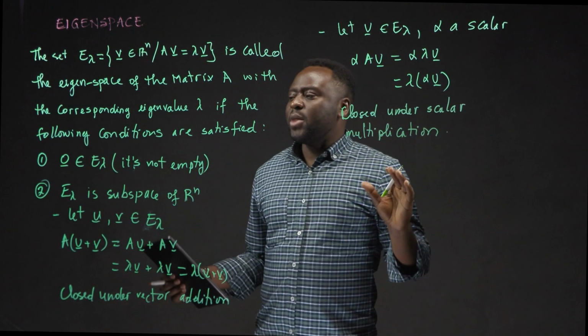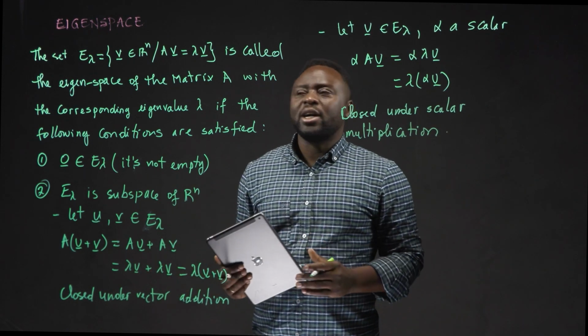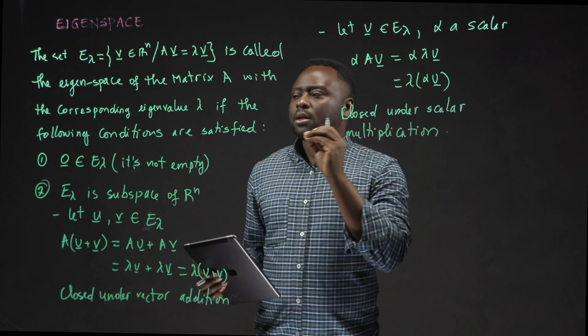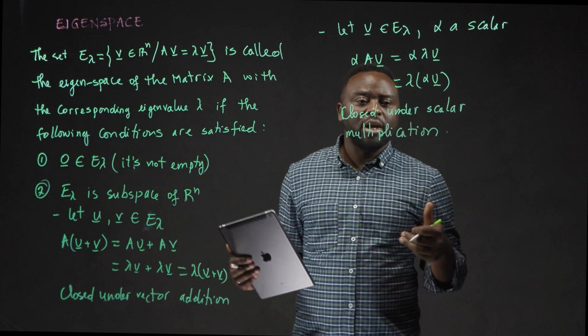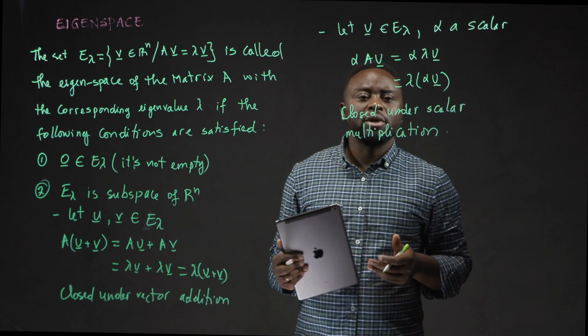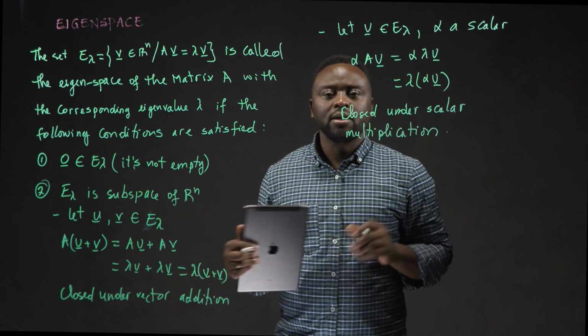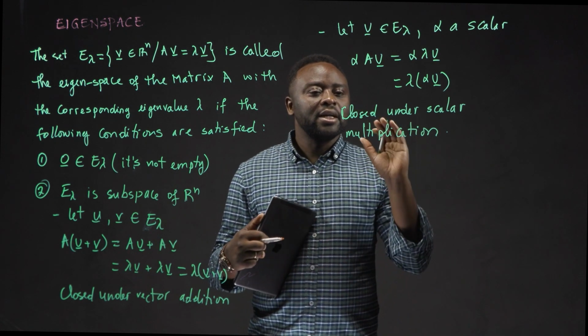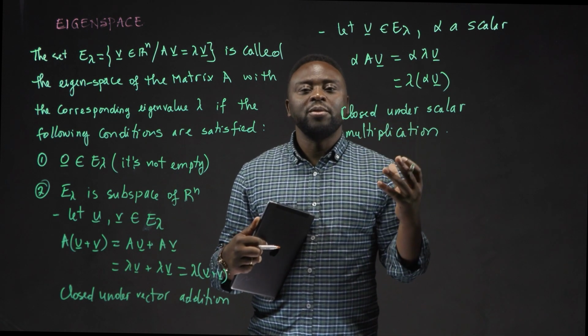So these are the main three steps. If you want to show that it is an eigenspace, you have to show first of all that it's non-empty, and secondly you have to show that it's closed under vector addition, and third step you have to show that it is closed under scalar multiplication.